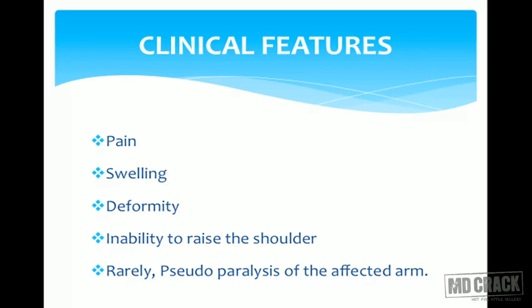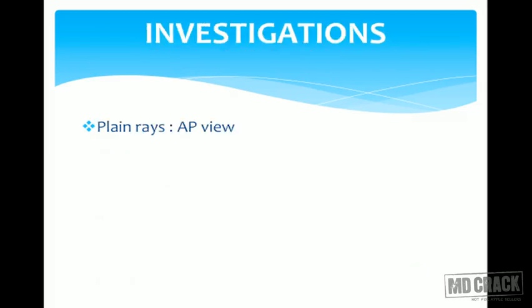The clinical features of this fracture are mainly the symptoms and signs of a fracture: the person has pain, comes with swelling and a classical deformity. He has inability to move the shoulder on the affected side, for example the right clavicle. So he cannot move the right shoulder very well and he cannot abduct it completely. Rarely there could be pseudo paralysis of the affected arm. The investigation of choice is plain X-rays, that is radiographs taken in the anteroposterior view, especially focused on the clavicle.